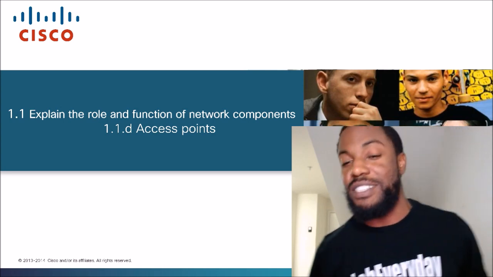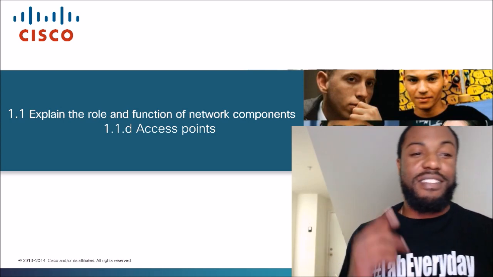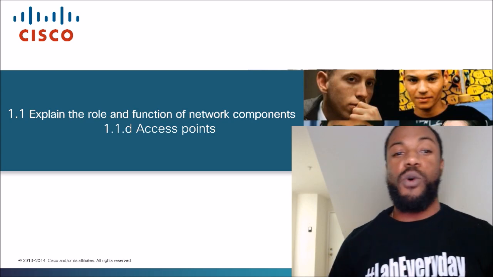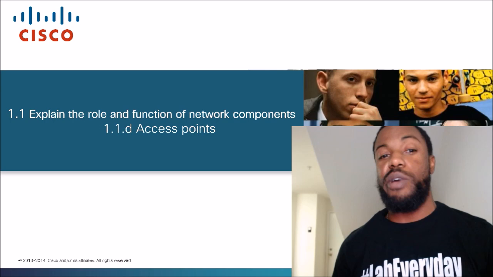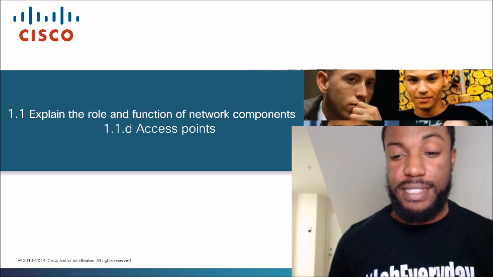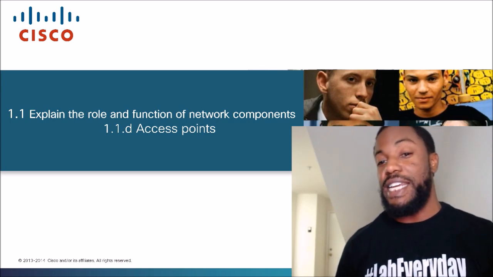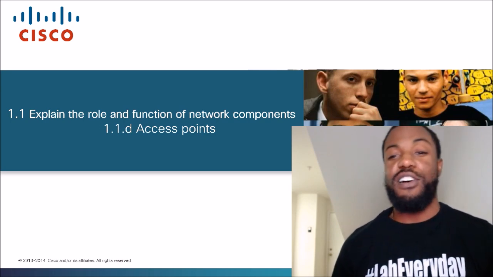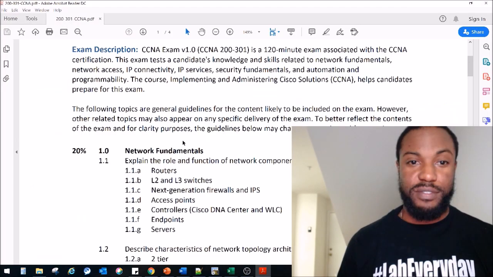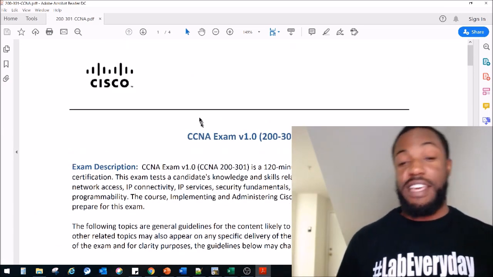Today's topic is Section 1.1, Explain the Role and Function of Network Components. This is subsection 1.1D, Access Points. This is a topic in the CCNA exam code 200-301. Let's go ahead and take a look at the exam blueprint real quick. Okay, so this is the exam blueprint.